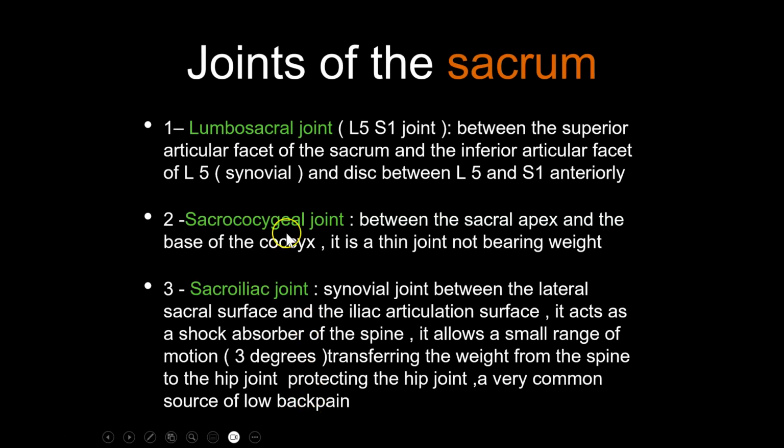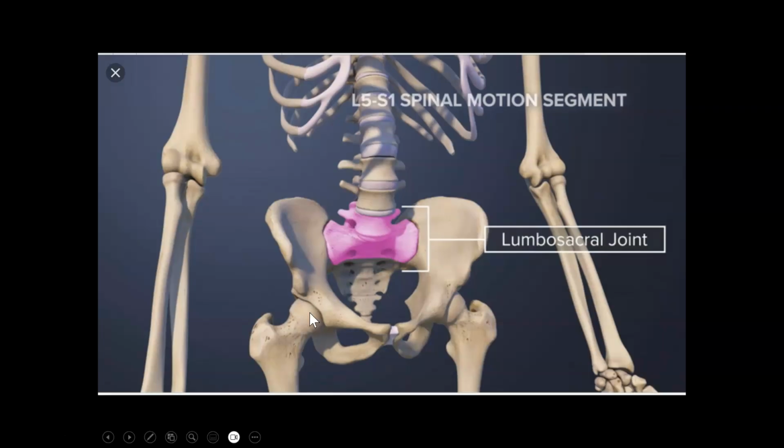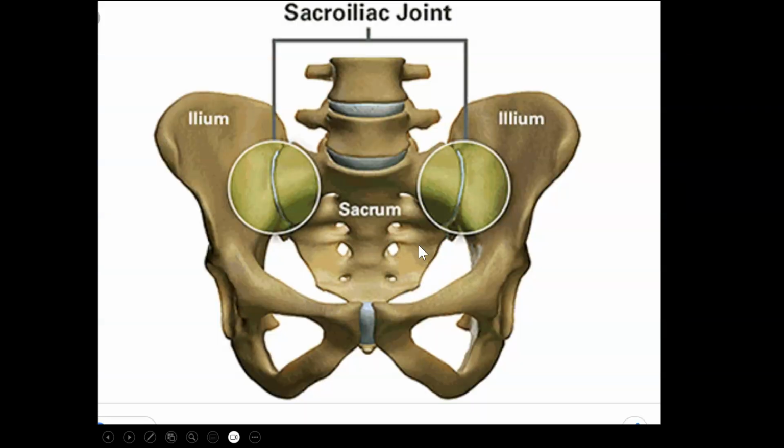So as we said, the sacrum articulates superiorly with the lumbosacral joint and inferiorly with the sacrococcygeal joint and laterally with the sacroiliac joint. And this is a picture of L5-S1 and how is the sacroiliac joint superiorly with L5, inferiorly with the coccyx, laterally to the iliac bone.